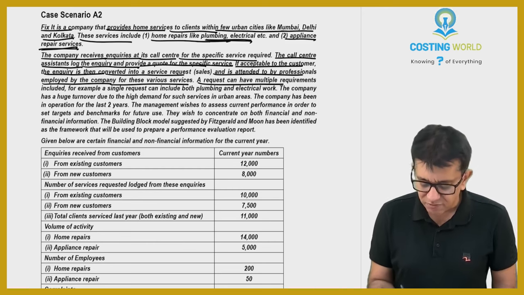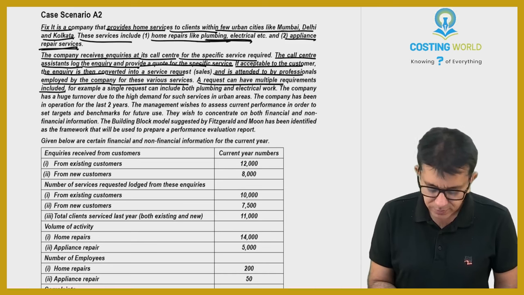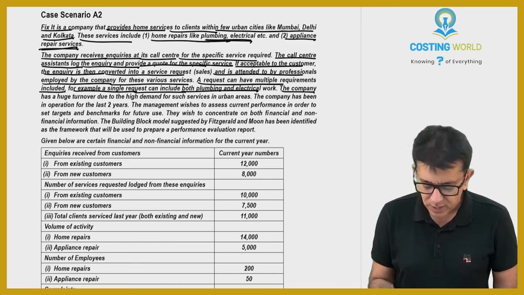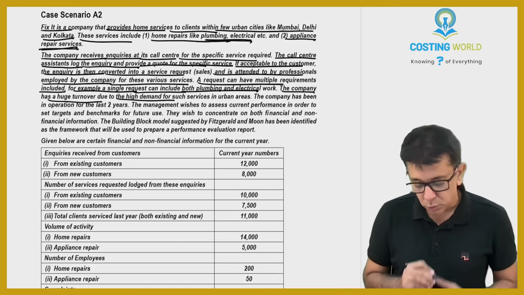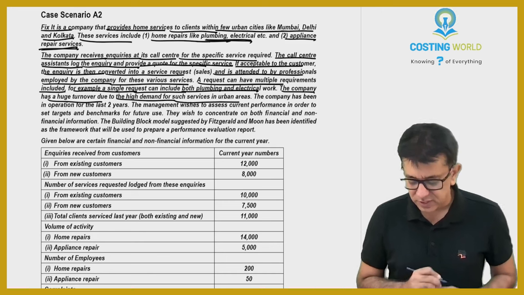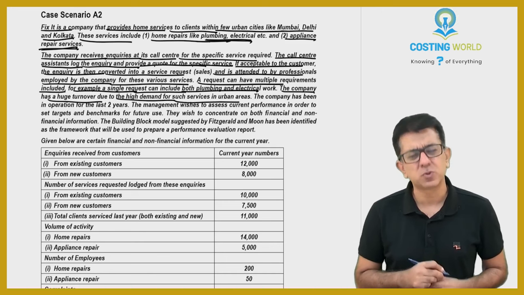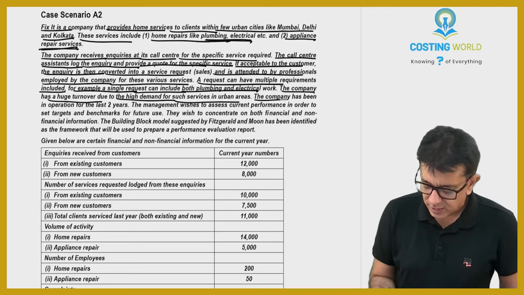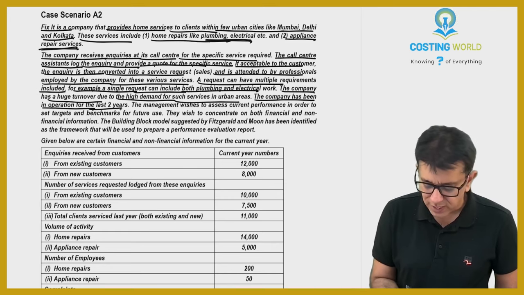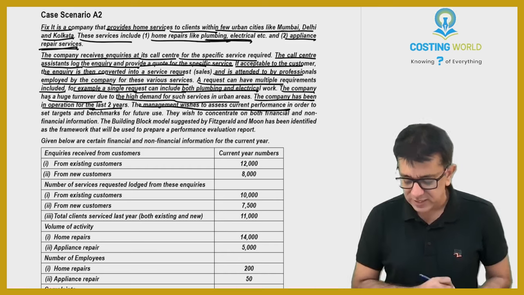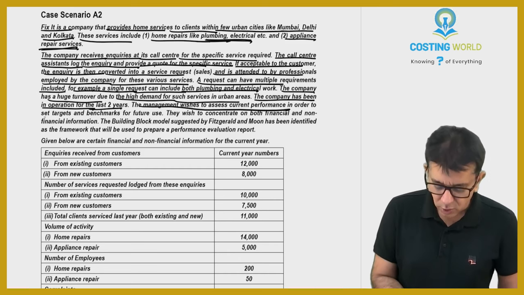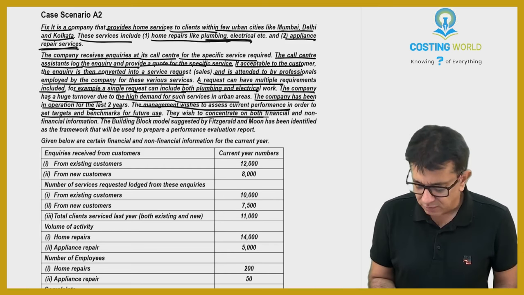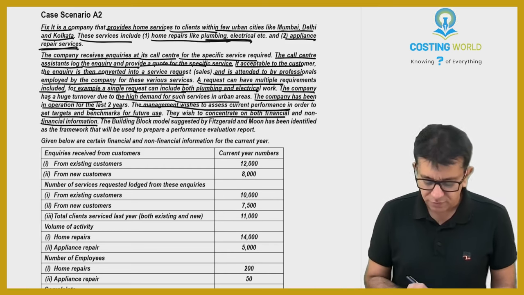A request can have multiple requirements included. For example, a single request can have both plumbing and electrical work. The company has huge turnover due to high demand for such services in urban areas. Obviously, these are necessity services, so therefore they are in high demand. The company has been in operation for the last 2 years. The management wishes to assess the current performance in order to set the targets and benchmarks for future use. They wish to concentrate on both financial and non-financial information.